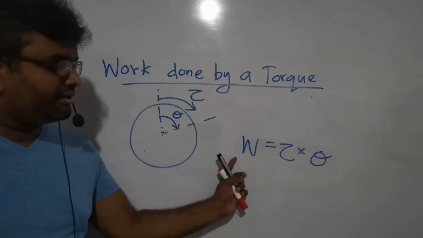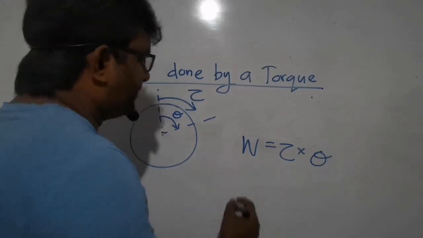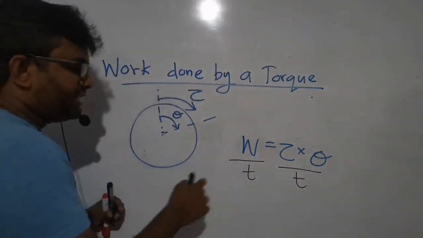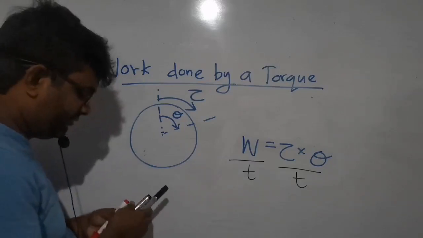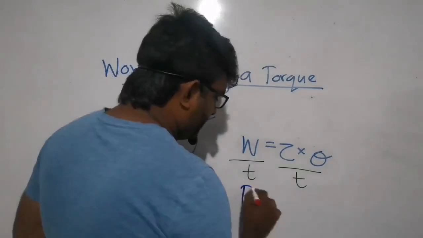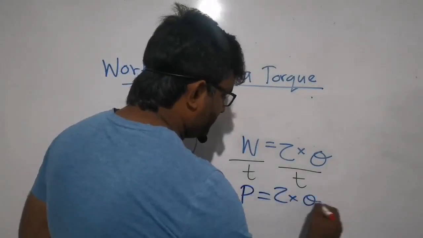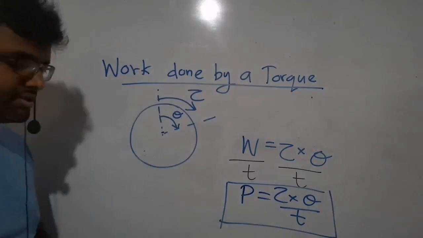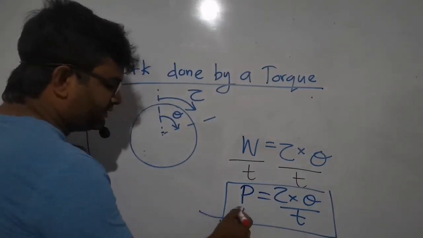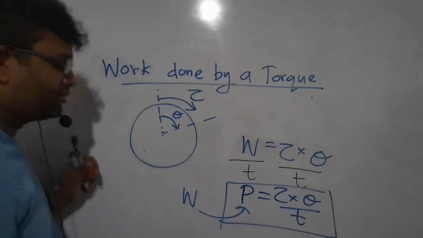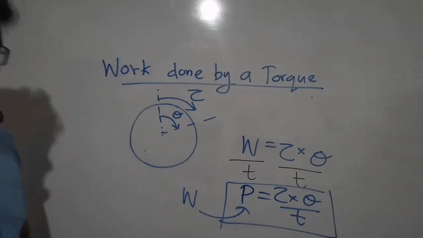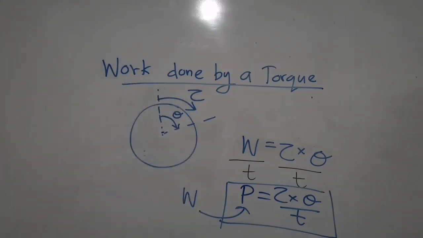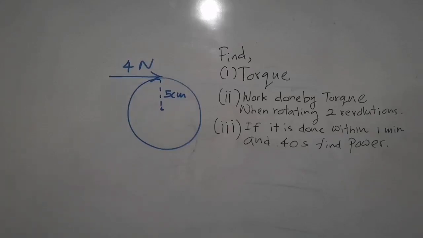So this is the equation. We can divide both sides by time, right? Work or energy divided by time, then we have power there. So power is equal to tau into theta divided by t. So this is the equation for power, right? I think you remember the unit to measure power, that is watts, right? Okay, copy down this also. Right, so copy down this question.